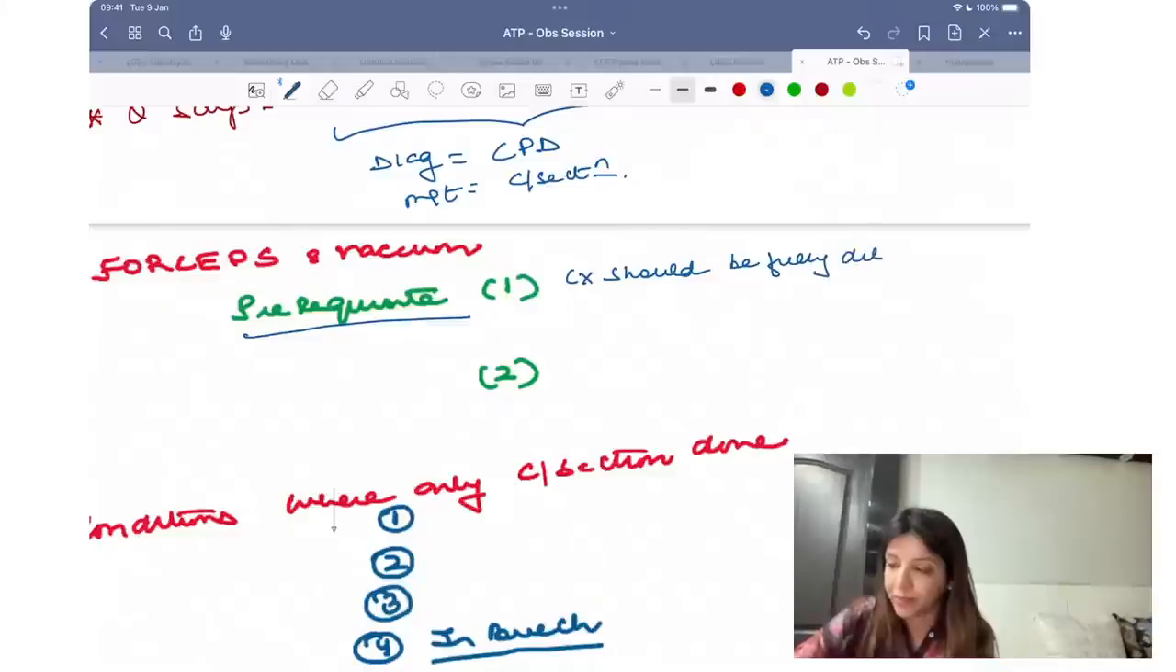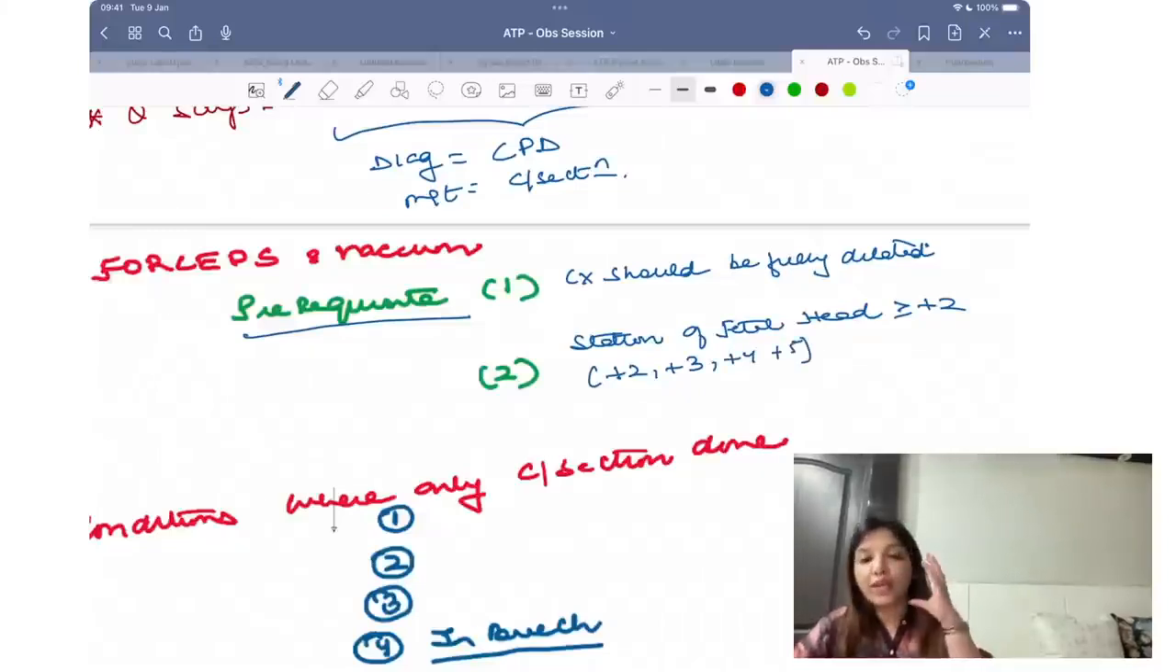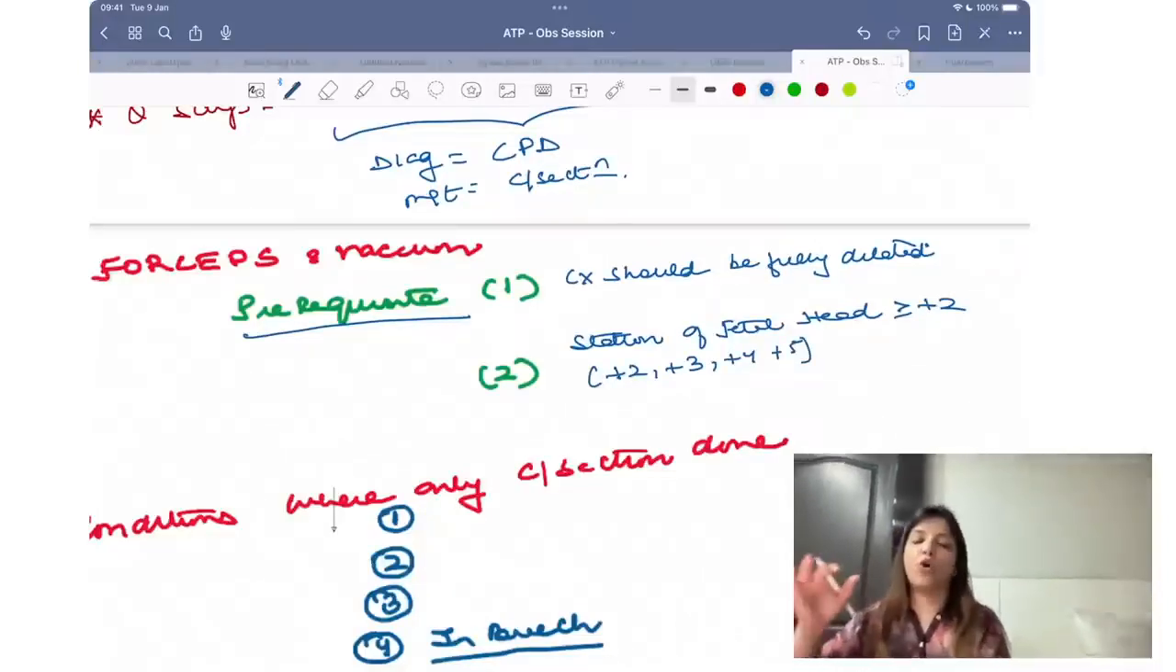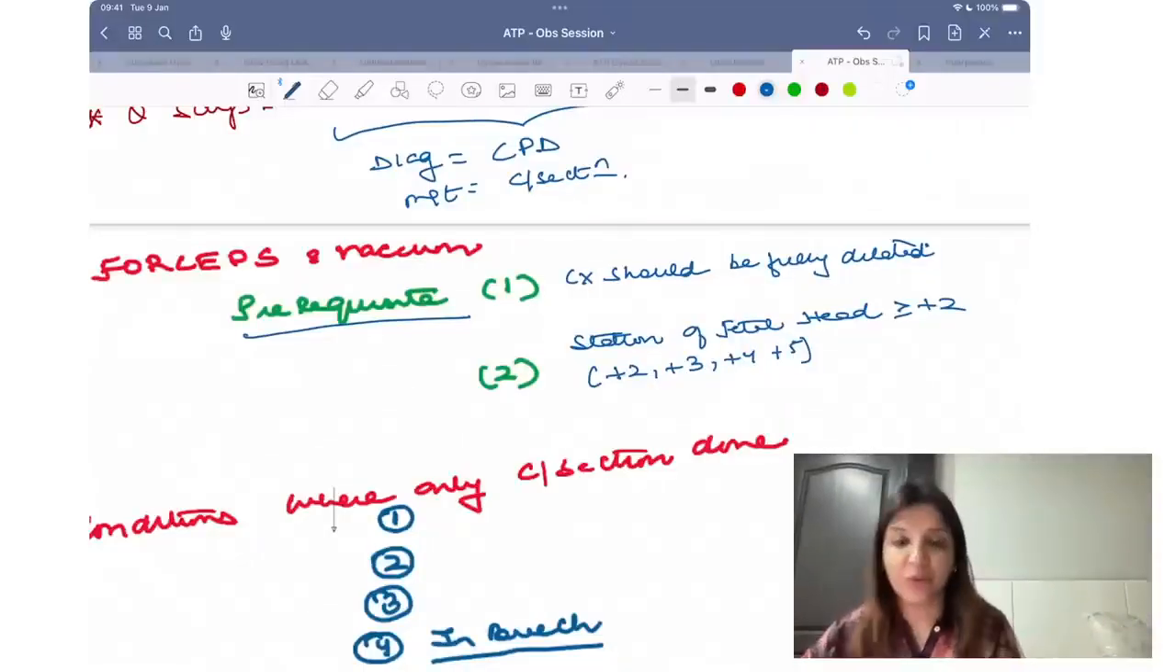Number 1. And number 2, the station of the fetal head should be more than or equal to +2. In other words, +2, +3, +4, +5. It should be one of these. You cannot apply forceps or vacuum if the station of the fetal head is above +2, right? And you cannot apply forceps or vacuum unless and until the cervix is fully dilated.